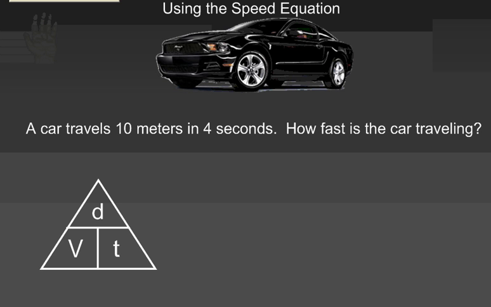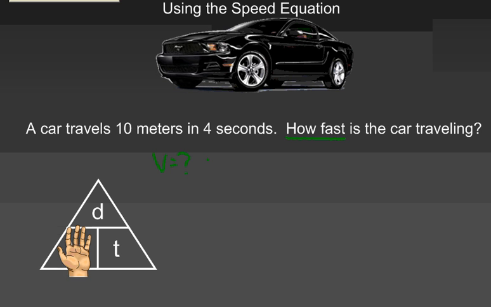Let's do an example. Here it says a car travels 10 meters in 4 seconds. How fast is the car traveling? Well, if it says how fast, we know it's going to be V equals. That how fast is tipping us off as to what they're asking for. So V equals what? Well, here's our equation. We can use the triangle. Cover up the V, just like we had on the last page.